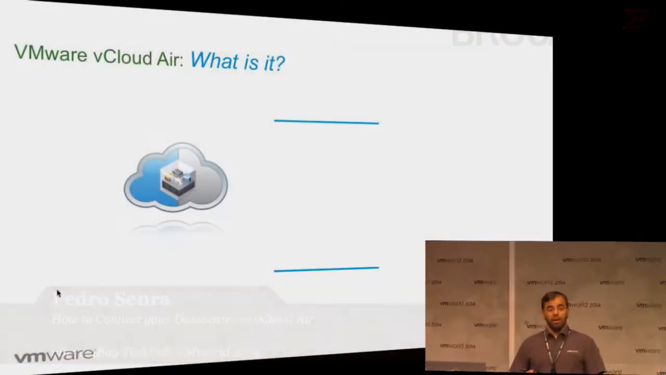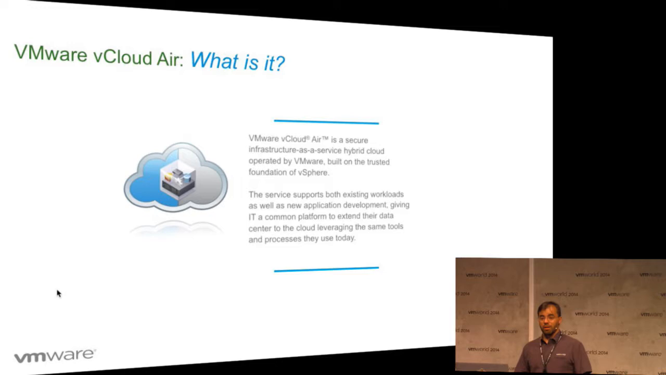So I think the first question that we need to answer is, what is vCloud Air? vCloud Air is infrastructure as a service provided by VMware and built on top of the proven and reliable infrastructure that we are using in our data centers, being Virtual Center, vCloud Network and Security, and the hypervisor ESX hosts. So when you sign up for the service, you'll get a pool of resources that are ready to use. You'll be provided with CPU, memory, storage, and networking.